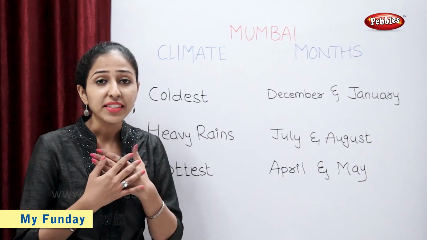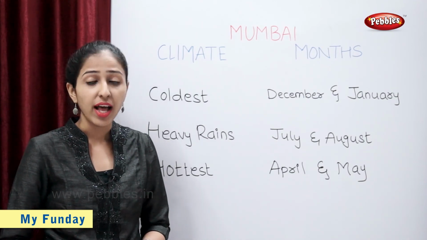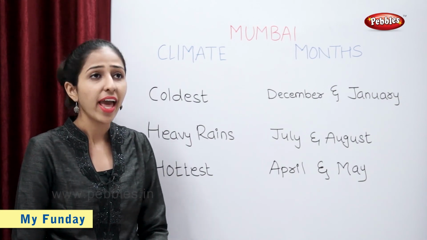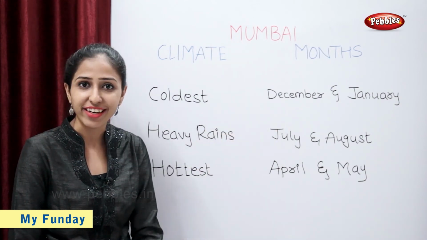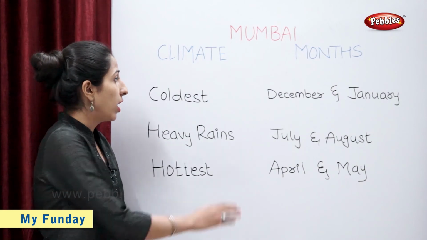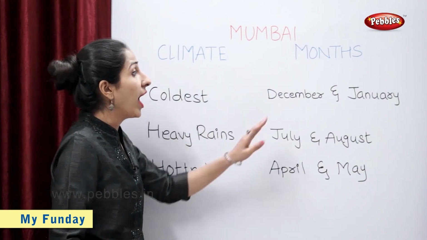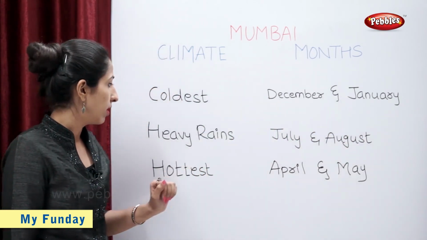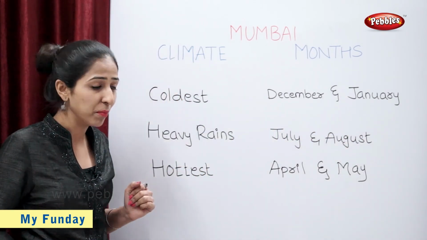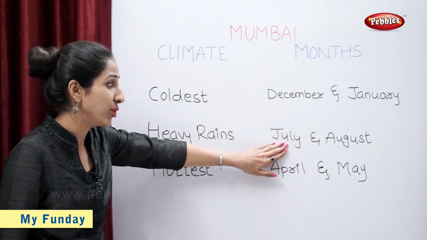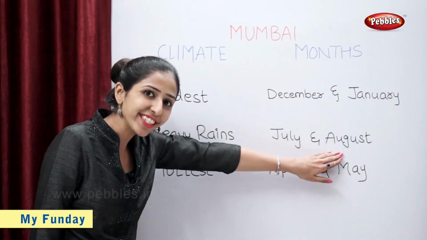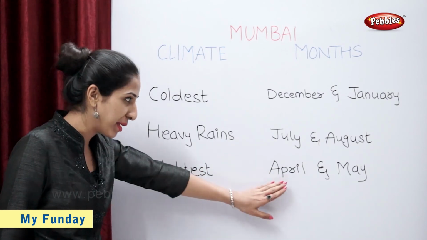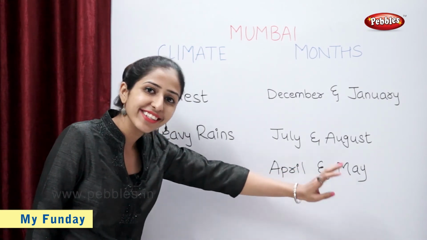Students, I stay in Mumbai. So, I am going to tell you about climatic conditions of Mumbai and the months in which they occur. In Mumbai, the coldest months are December and January. It rains heavily in Mumbai during the months July and August. The hottest months in Mumbai are April and May.